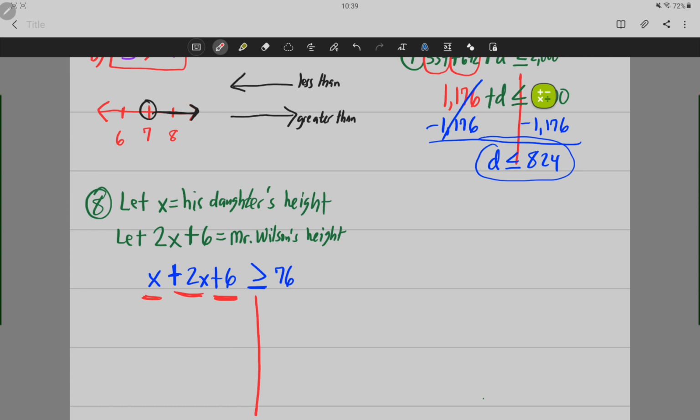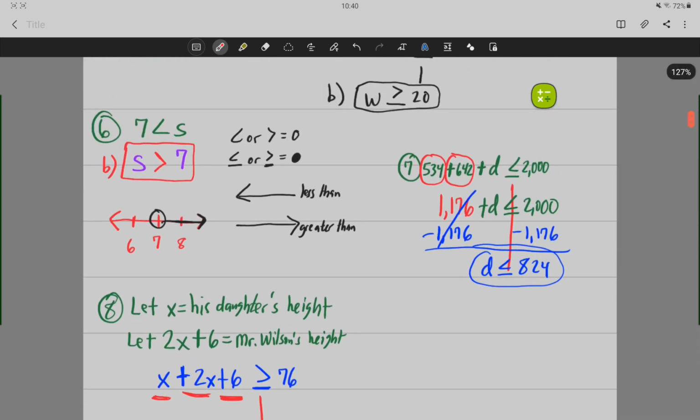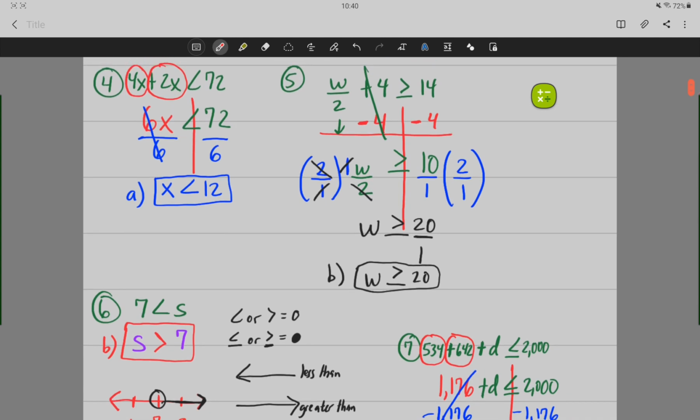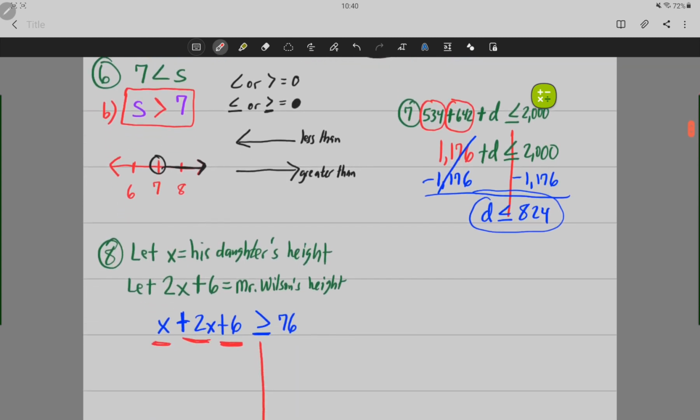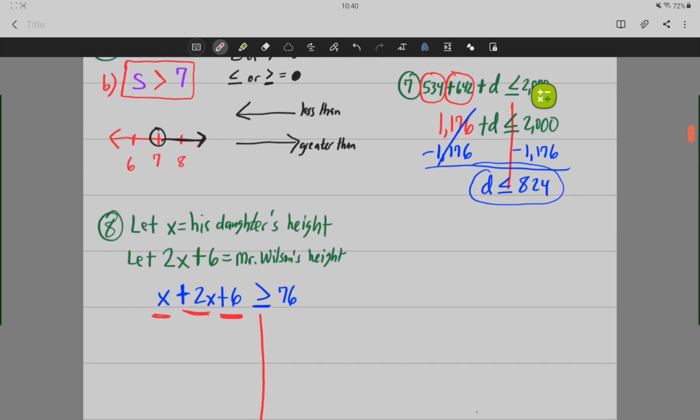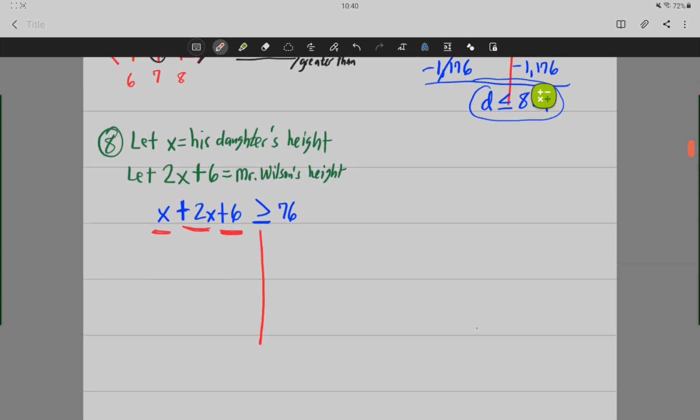So anytime there are multiple terms on one side, such as in number 4, where we had the 4x and the 2x on the same side, or the last problem we just did, number 7, where we have the 534 and the 642 on the same side, we want to see if we can combine like terms so there are not so many terms on one side. So let's look at number 8. What like terms do we have? Well, out of the x, the positive 2x, and the positive 6, which two can we match together? Well, we can match these two together.